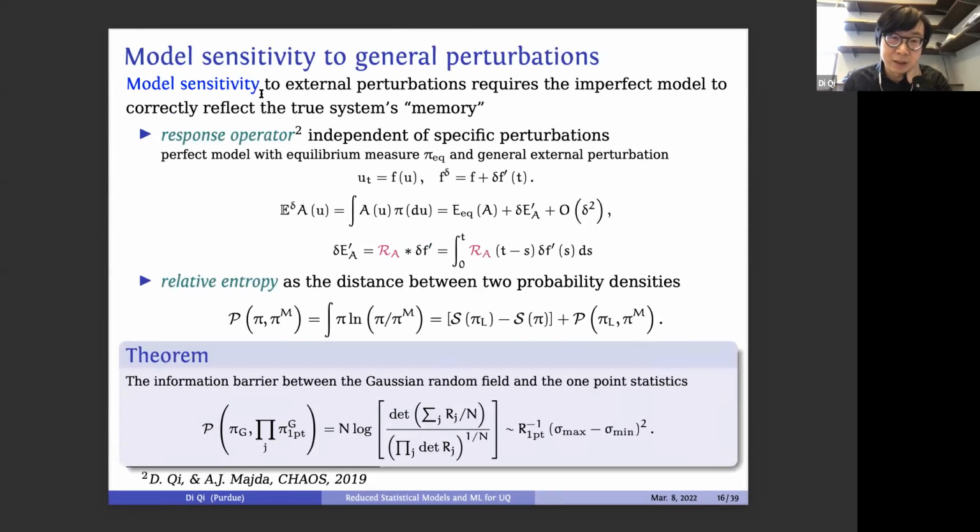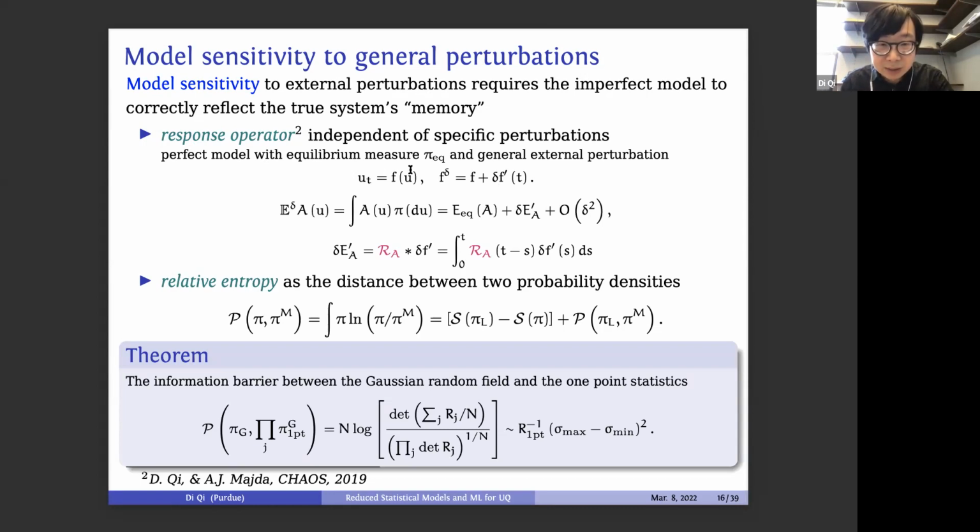I skip some details for this, and the more important part is to capture the model sensitivity, meaning that we need to make sure the reduced model maintains the skill to capture the statistical responses when the forcing perturbation is applied. And in order to do this, we consult several theories. First is the linear response theory, and here's a very brief illustration of the idea.